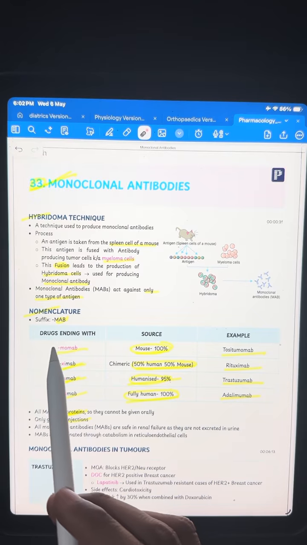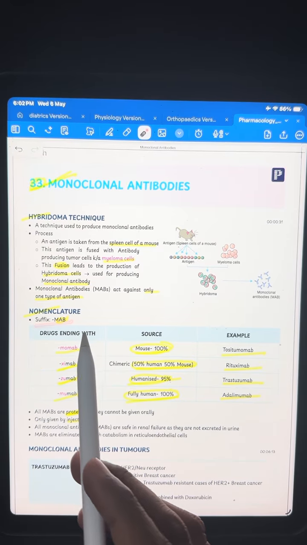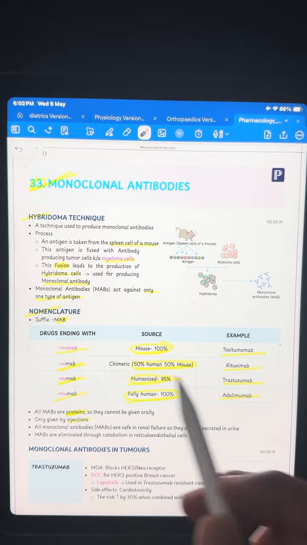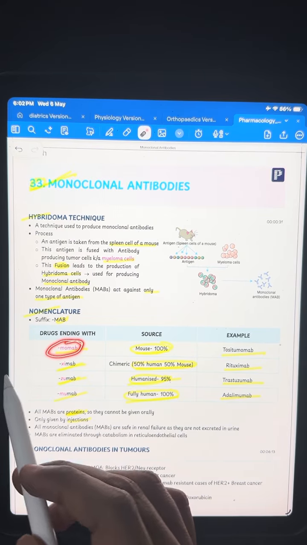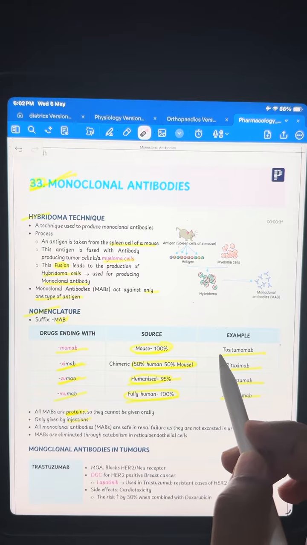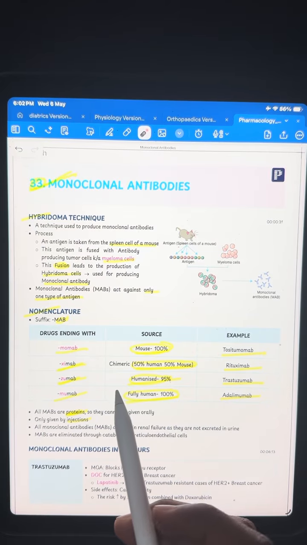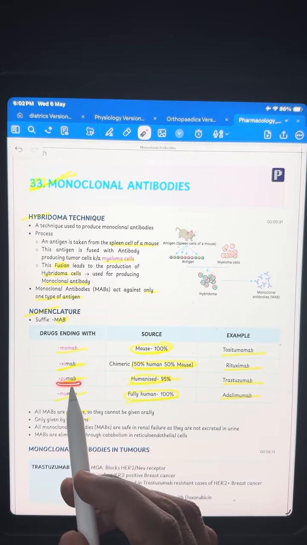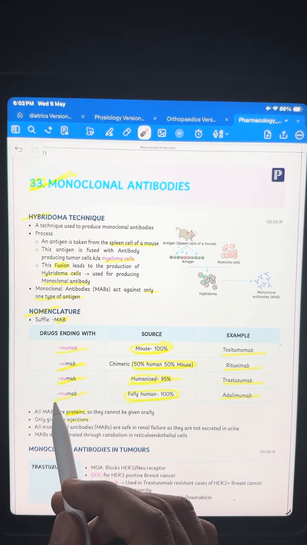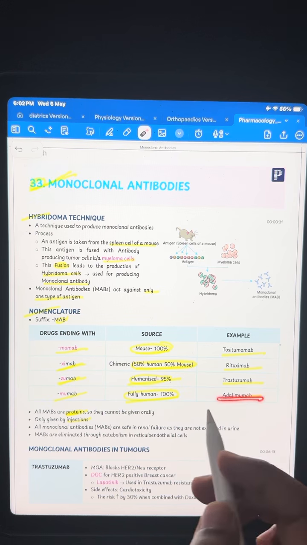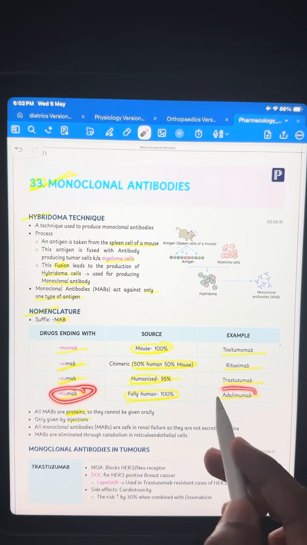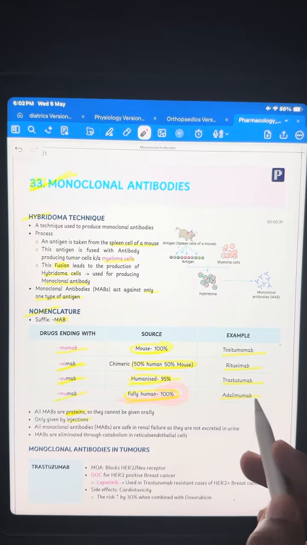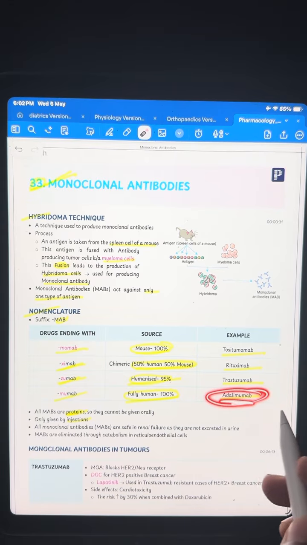Okay, the suffix used here for monoclonal antibodies is mab. So first is omab, example tocilizumab; gmab, example rituximab; jumab, example trastuzumab; mumab, example adalimumab. And this mumab, adalimumab, is fully human source, that is 100%. That's why it is mostly used, adalimumab.